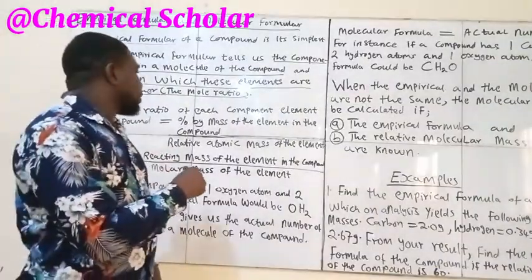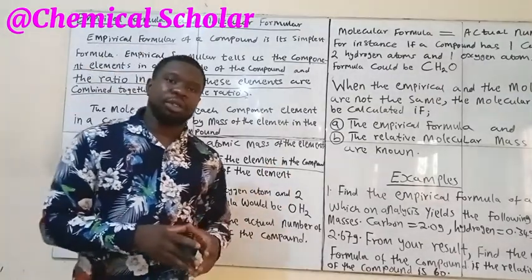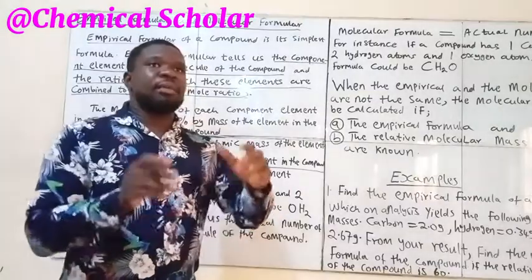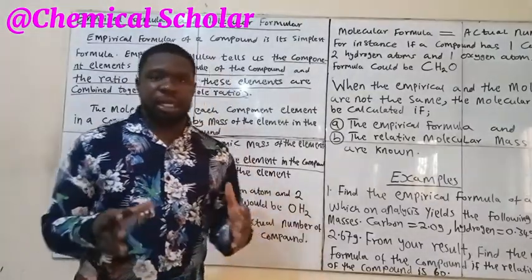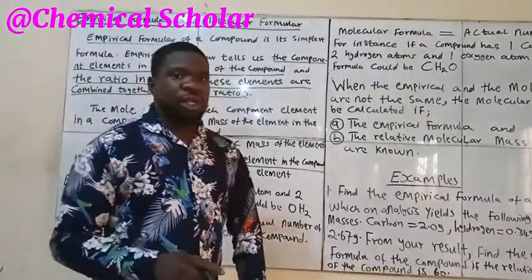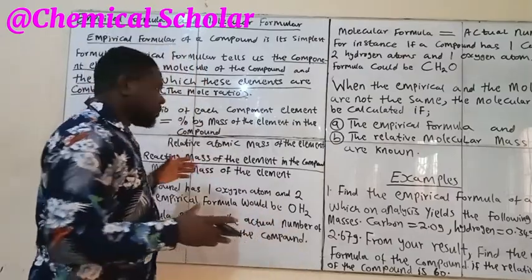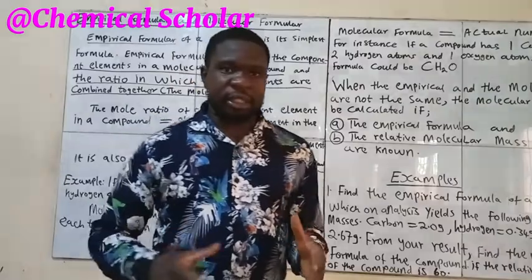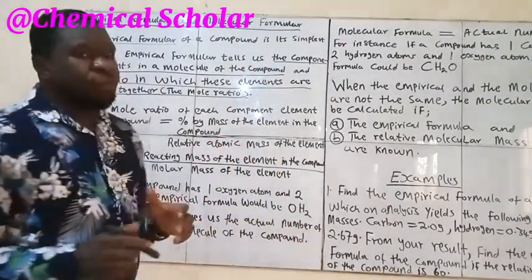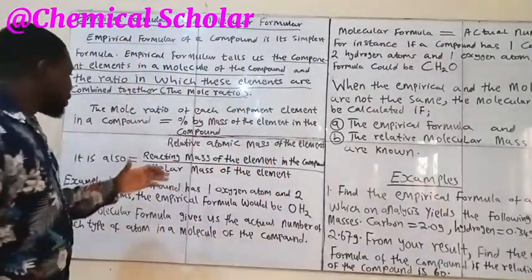So if you check, you see that you either use the percentage composition of the element in that compound or you use the reacting mass of the element in that compound and then divide it by the relative atomic mass of the element, and you get the mole ratio of that compound, and you can now use it to do other things you want to do, like checking out what the empirical formula is.